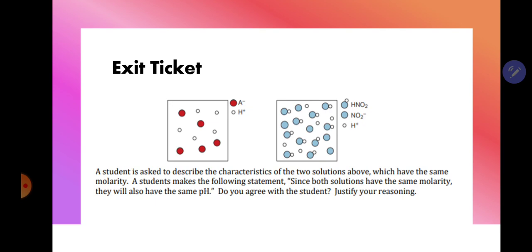So here's your exit ticket. When you're done with it, just send me a picture so that I know that you did the assignment.